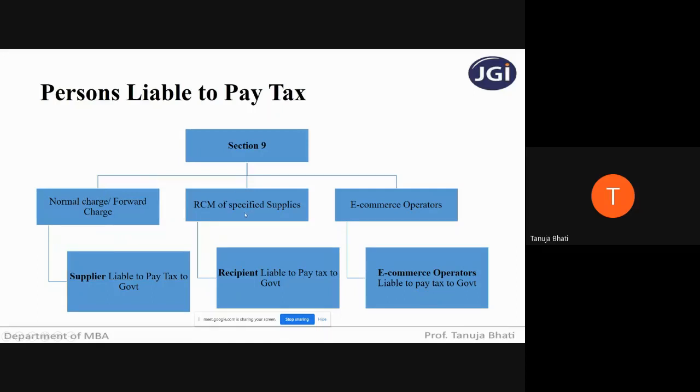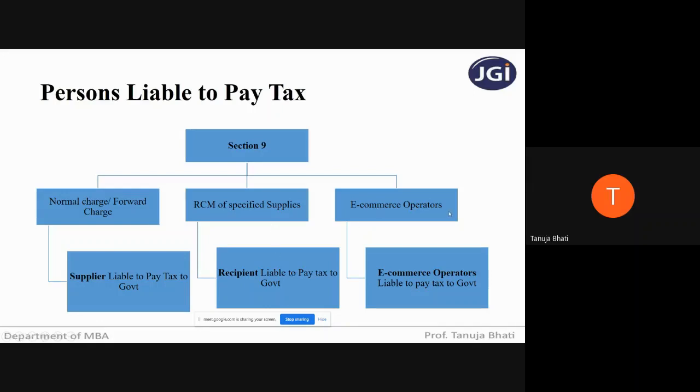But for a few such cases that are notified by the government, due to administrative difficulties, the government is saying that no, the supplier should not pay the tax to me. The recipient should be directly liable to pay tax to the government. So what are those specified supplies? Let us see in the succeeding slides.